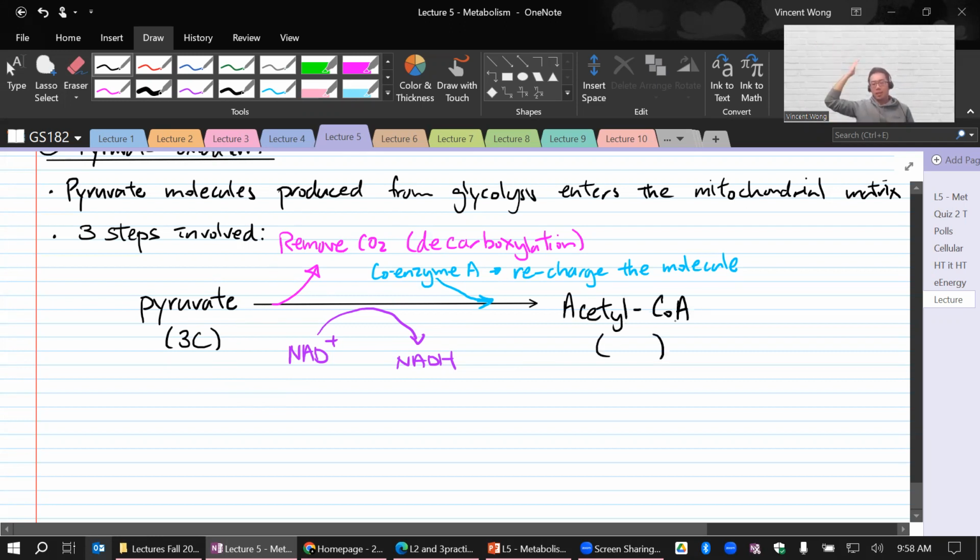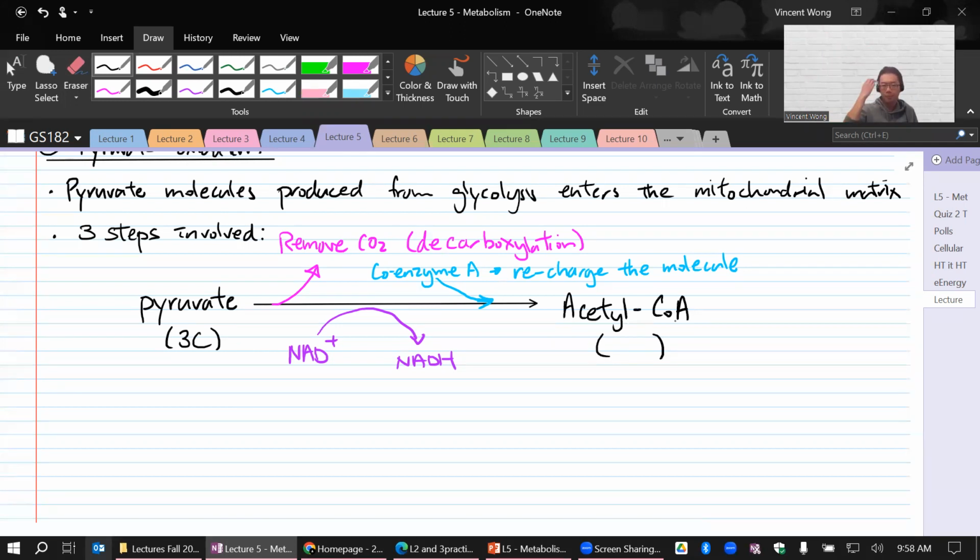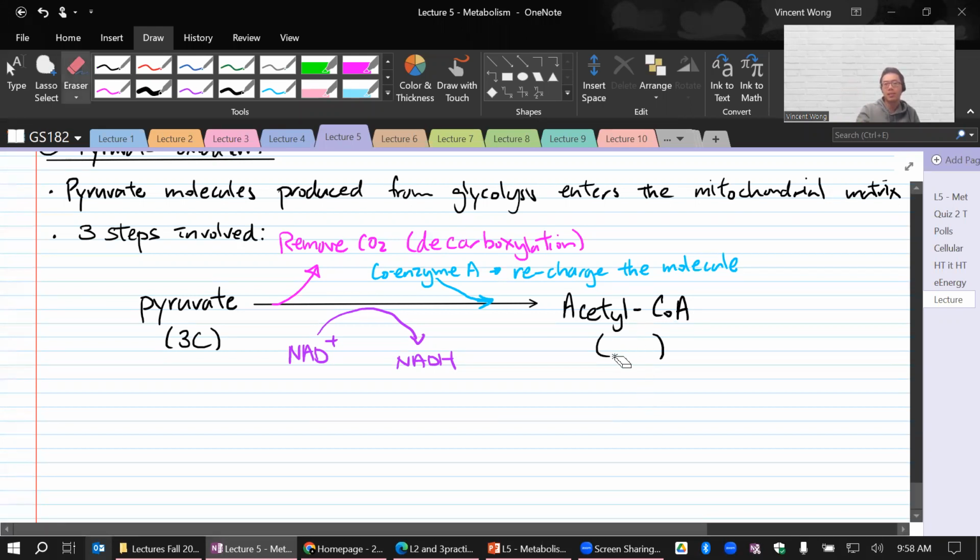So please help me out here. Help me see that you understand what I'm talking about. How many carbons, original carbons, will we find in acetyl-CoA? We started with 6 in glucose. How many carbon atoms do we have now in acetyl-CoA? 2. That is correct. 2 carbon.